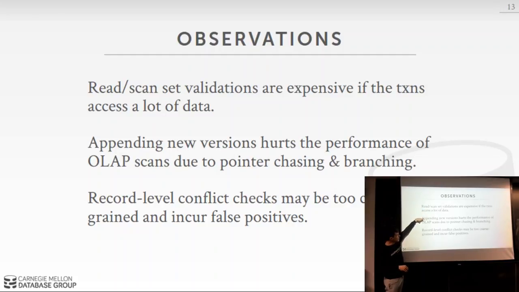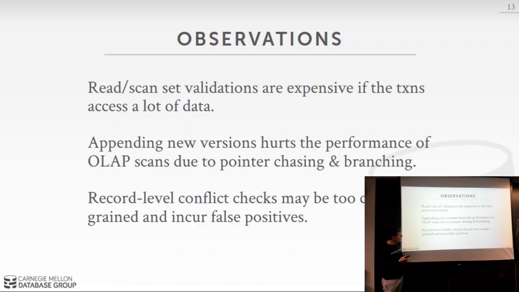The next issue you have to deal with is that if I'm doing large scans, then I'm always going to have to chase these pointers down my versions to find the version I should actually be reading. That means you have if clauses, you have to jump to different locations in memory. That's going to hurt your cache locality, and that's going to hurt your instructions per cycle.